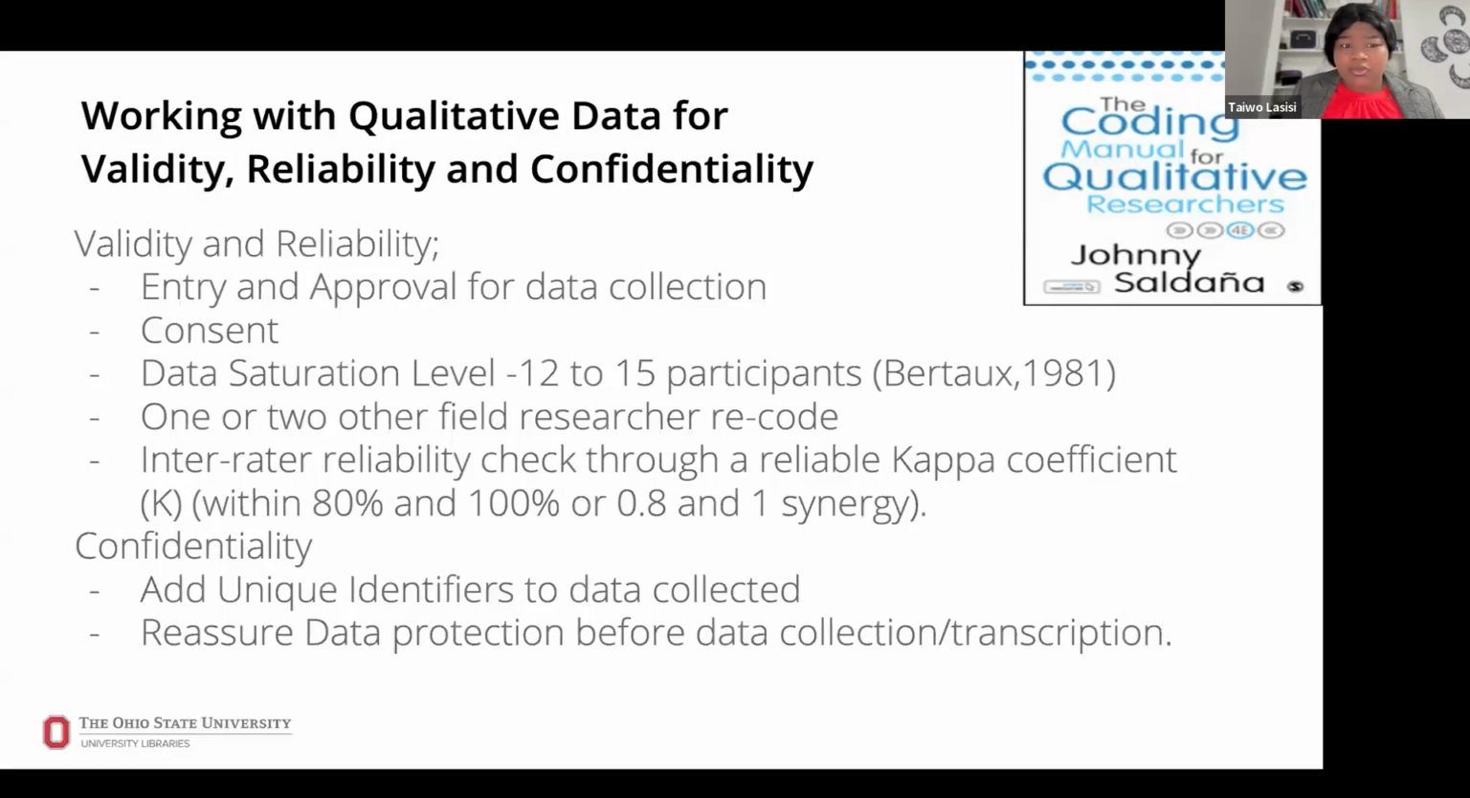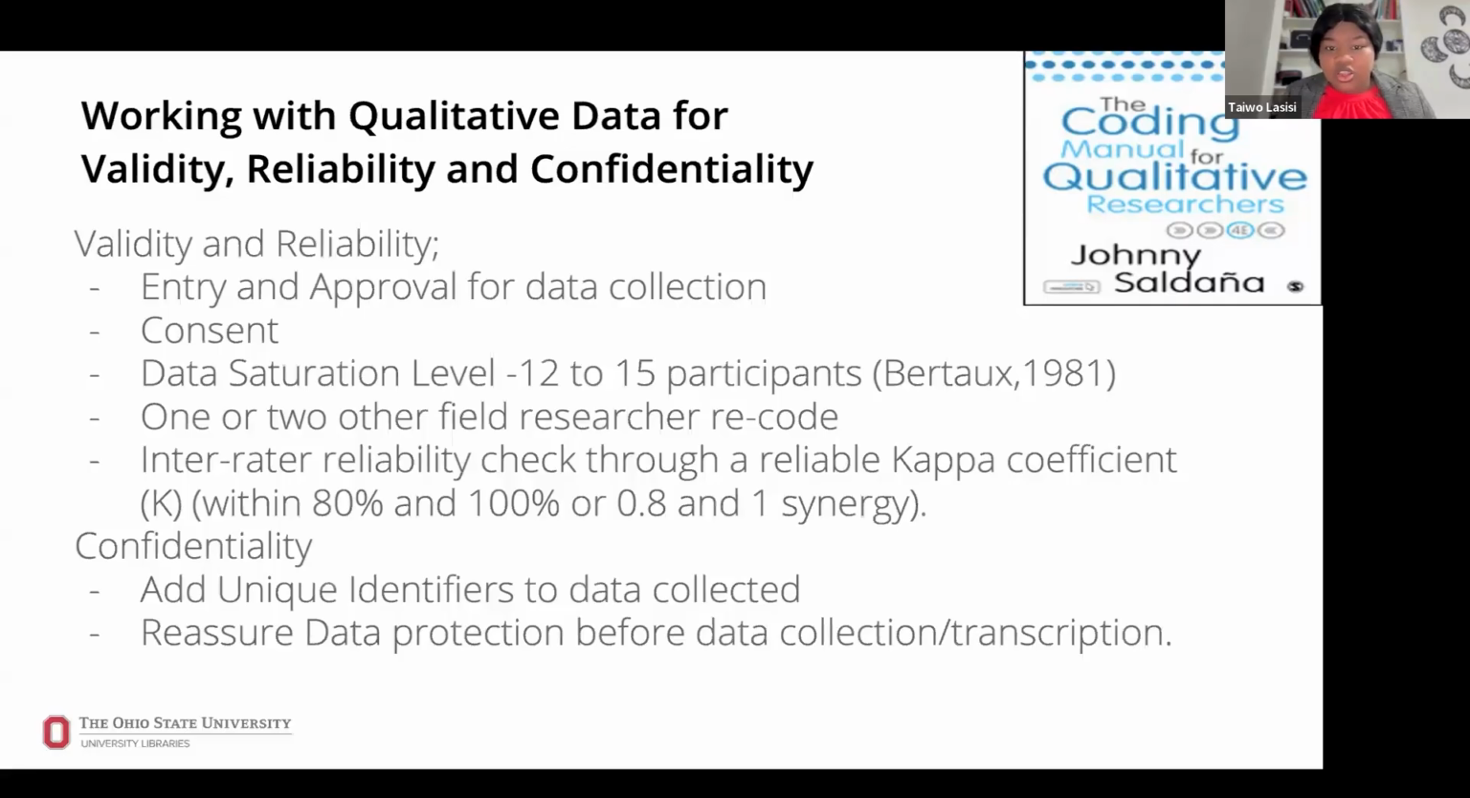Also, for reliability's sake, when you code your data, usually when you submit, I don't know if all journals do that, but when you submit your work, usually they ask for reliability, to say that, is there anyone else who recorded this with you, who recorded your topic, your data with you, and got similar results. So you have to have that. That's why you need a field researcher, the partner in your research who can help you record, and you guys agree on the codes. Also, there's something called an inter-rater reliability check.